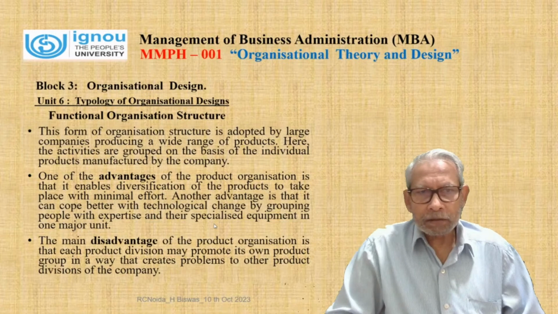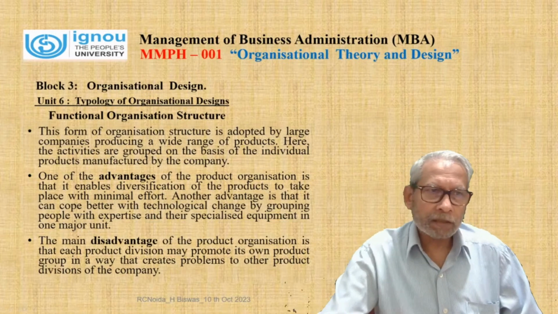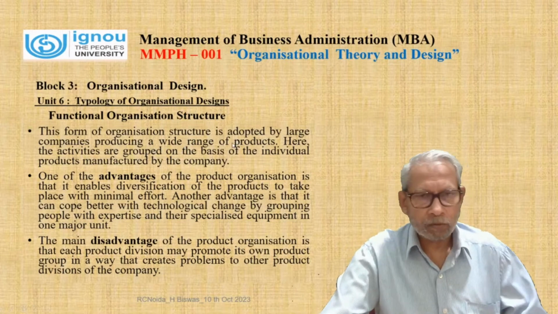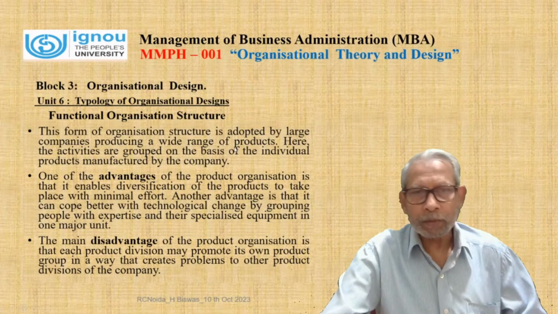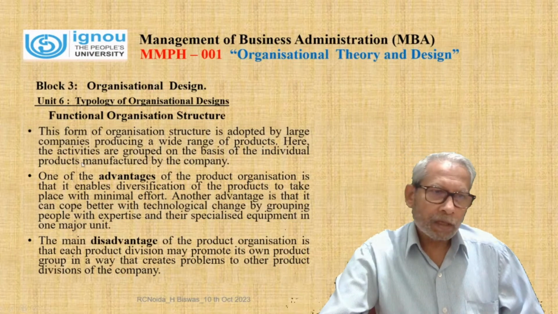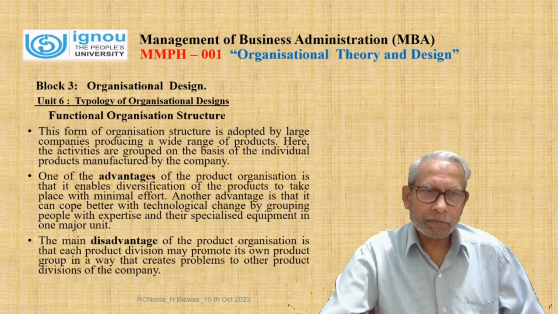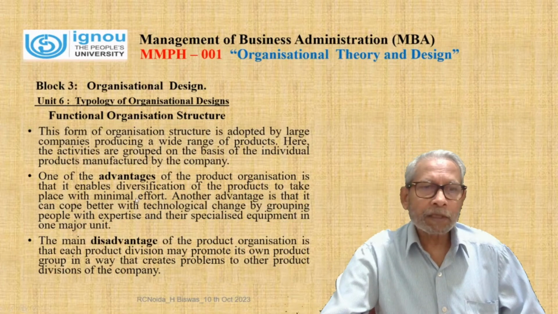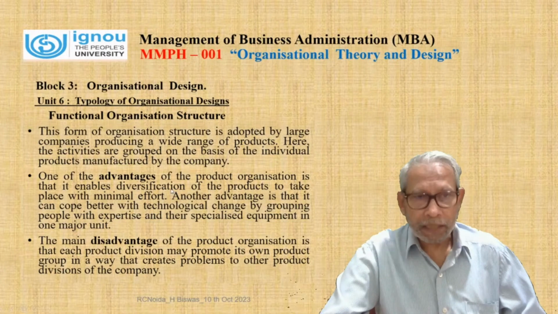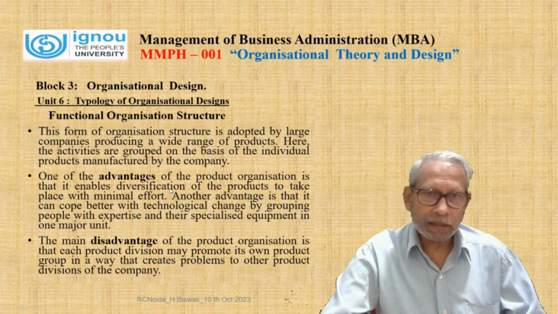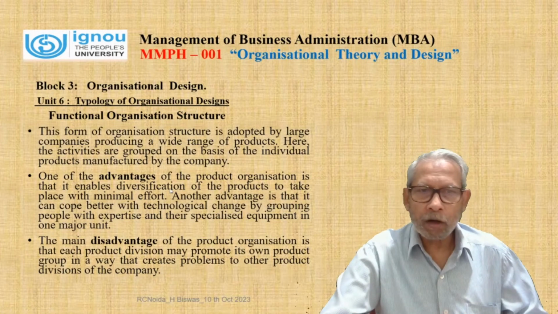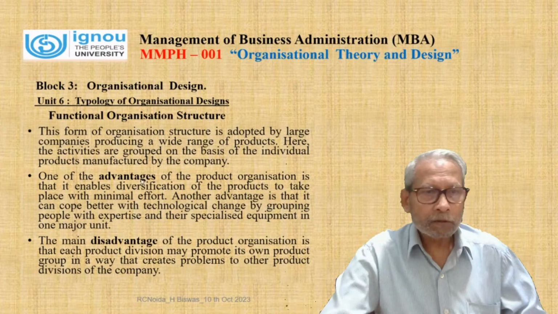This form of organization structure is adopted by large companies, basically those producing a wide range of products. There are so many divisions, so many product ranges. Depending on these activities, they are grouped as individual products of the company. The advantage is that product organization enables diversification, because if you want to diversify into a new product, or the same product in a different range or a modified product, that is possible.